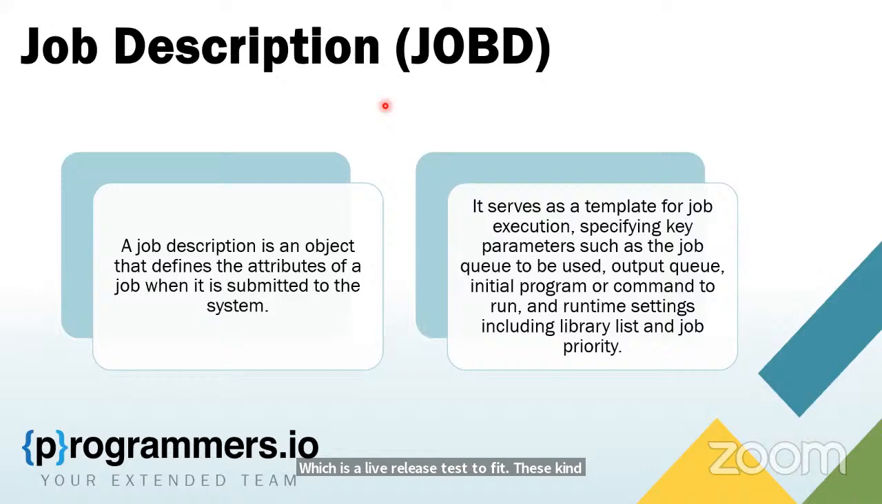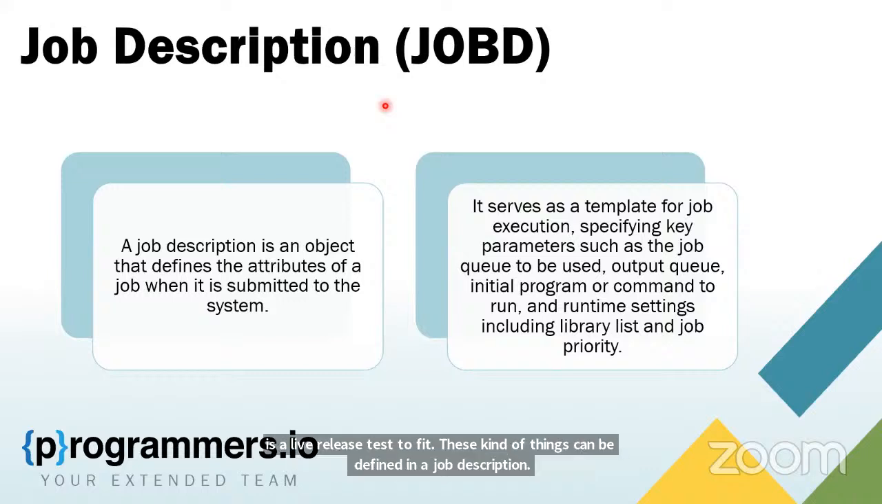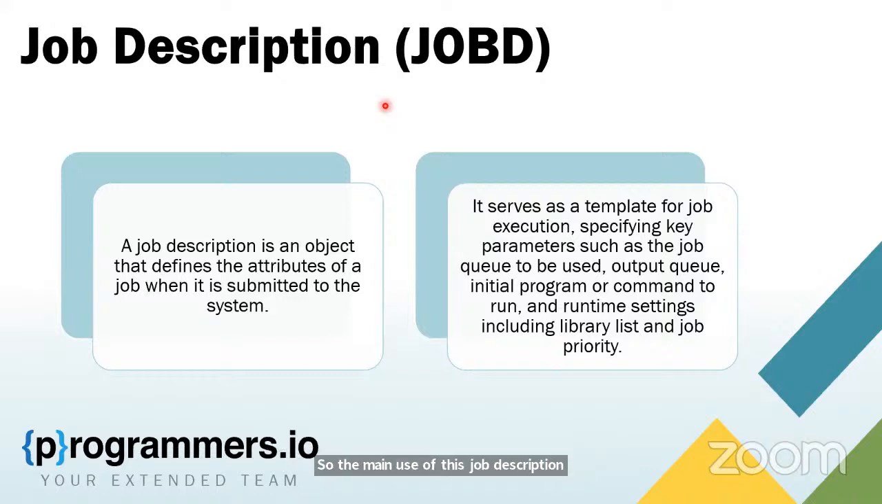So the main use of the job description is to make every job run the same way. From wherever you submit, if you have a job description and say use this job description, every job can be standardized to use the same attributes when it is running.